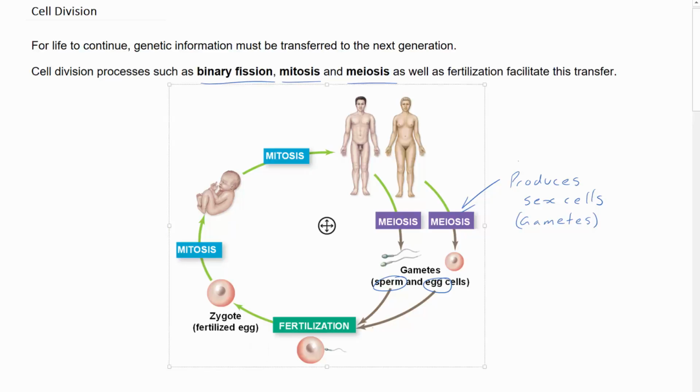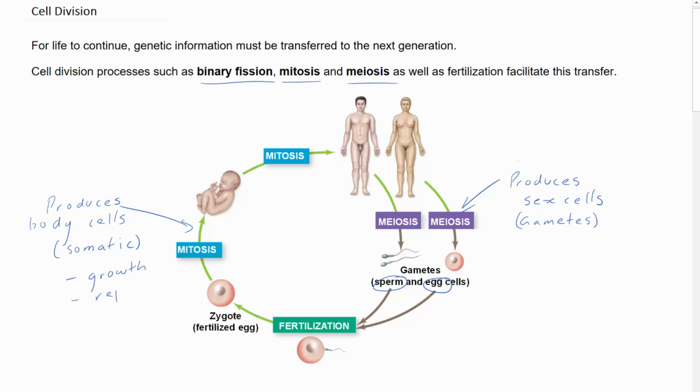Mitosis, on the other hand, produces body cells, otherwise known as somatic cells. So all the other cells in your body that aren't sex cells. And this is for things such as growth, repair, etc. Now these two processes are related in humans.